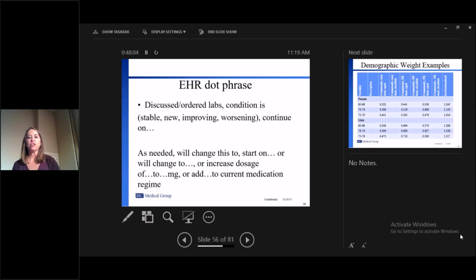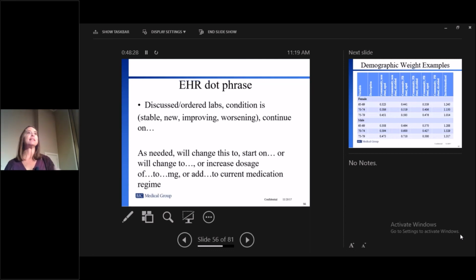So I have an EHR dot phrase for all of my chronic conditions. I type in dot TLAB chronic and it pops this up. And so I'm getting credit that I either discussed or ordered labs. And then I make it so that I cannot bypass this. I have to stop on this and choose whether the condition is stable, new, improving, or worsening.